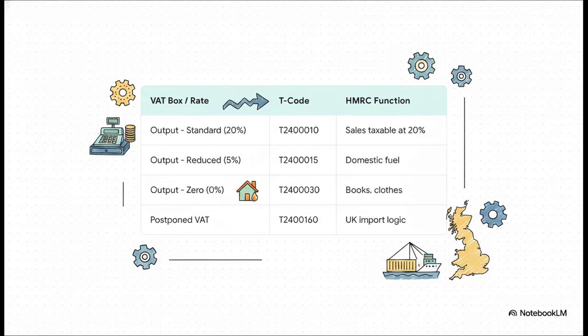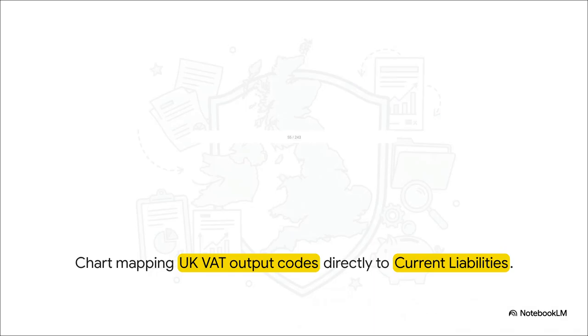It even bakes in T2416 for postponed VAT accounting, handling all that complex modern logic required for UK imports post-Brexit. It's really all about automation through strict structure. By aligning a code like T240030 directly to Section 24 of the Value-Added Tax Act of 1994, osFinancials is automating your statutory compliance right at the transaction level. Seriously, every single time an invoice is raised or a bill gets paid, the template routes the tax straight to the precise current liability account. This makes absolutely sure that your quarter-end reporting to HMRC is mathematically flawless right out of the gate.